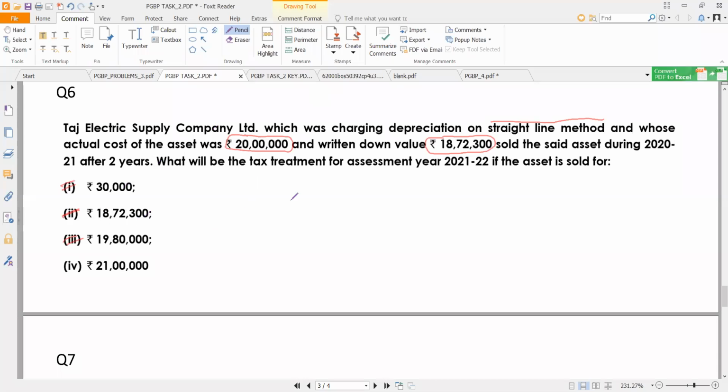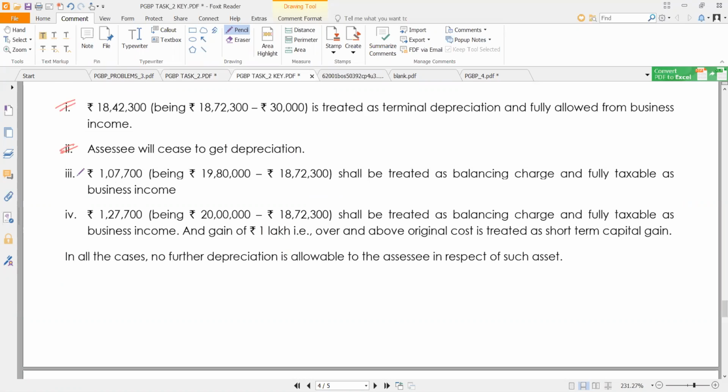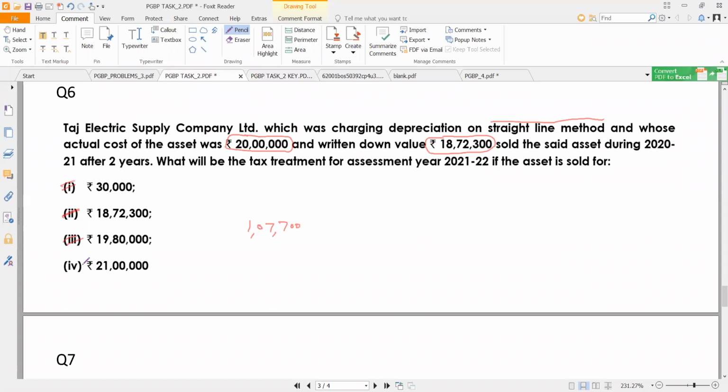Then 19,80,000. So here 19,80,000 minus 18,72,300 will be 1,07,700. So what is that called as? That is called balancing charge. And that balancing charge will be taxable under the head of PGB. 1,07,700. Then 21 lakhs.